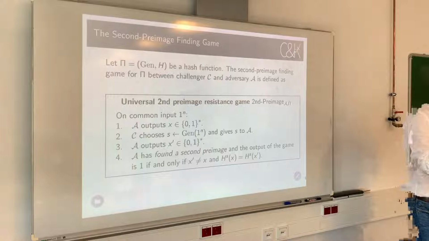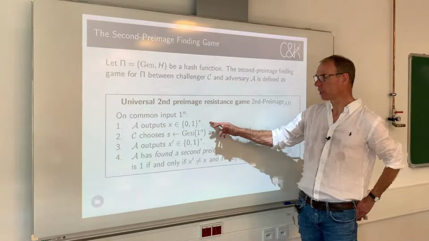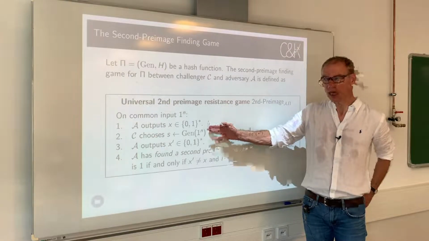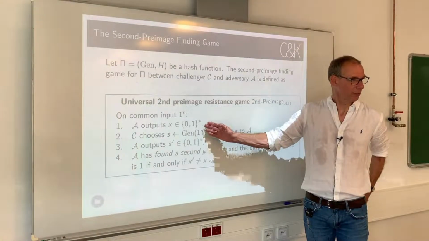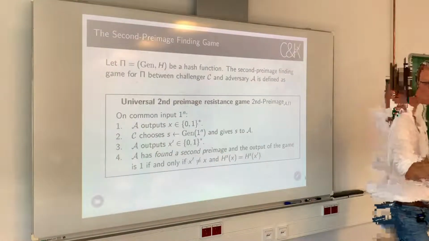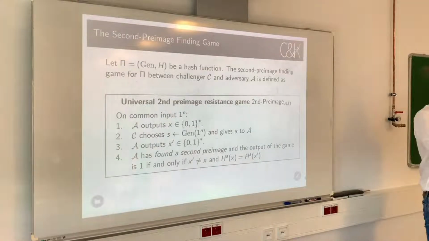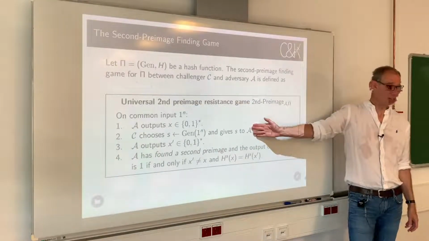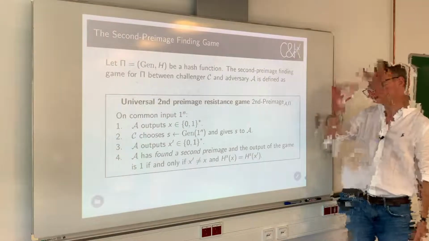So where do we give A additional power? He outputs this X here in the first step. And then he has to find the second pre-image for that. Actually, it's a little bit less power. Sorry, right? He has to first pick this X. So that already fixes one of the arguments that he eventually has to output, and only then does he see the key S. So he has less power. Sorry, I misstated that.